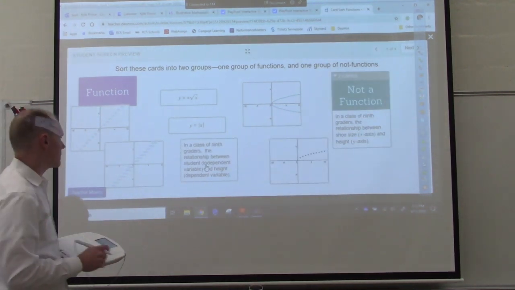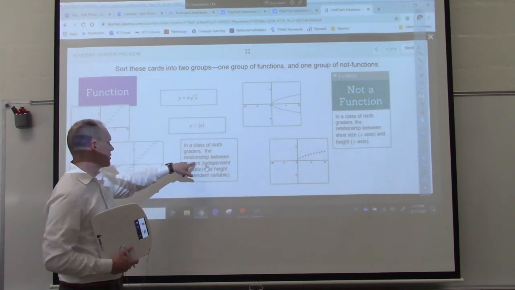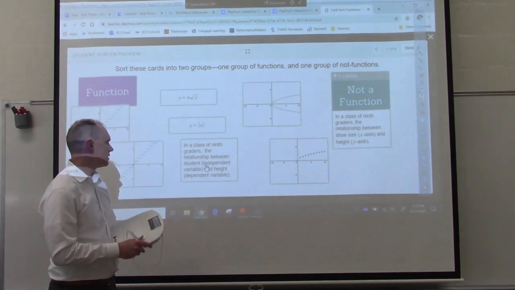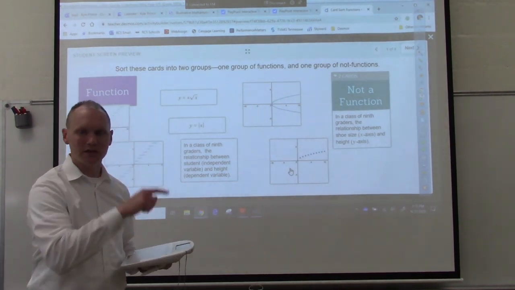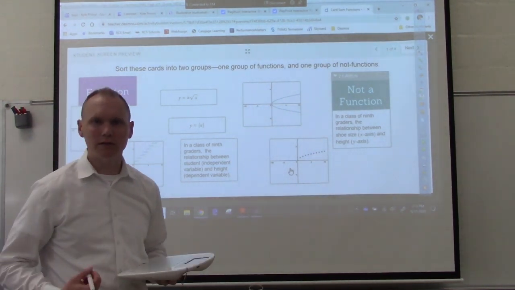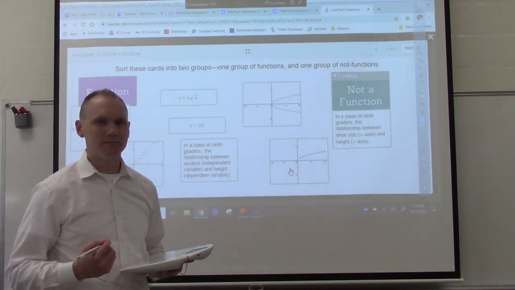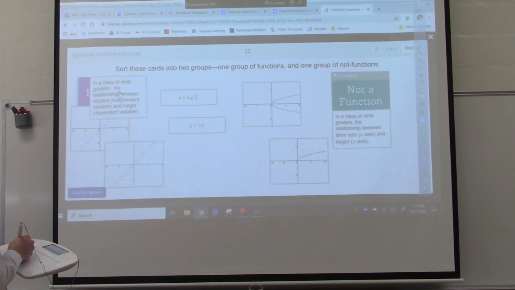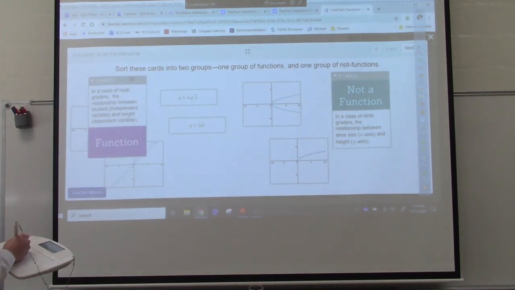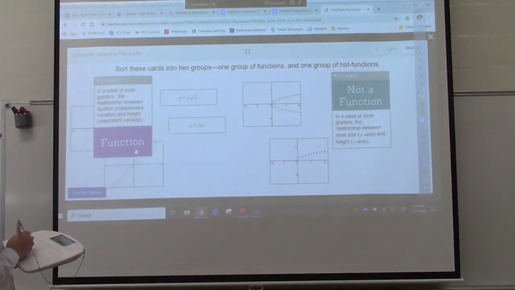Okay, let's look at the other context. A class of 9th graders, the relationship between student and height. So my input is student, the output is height. Can a student have more than one height? That wouldn't happen, right? So that is a function because every student has one height.